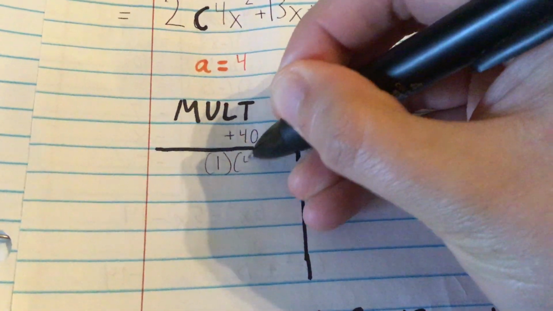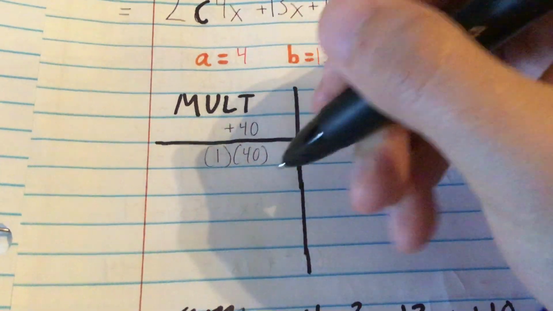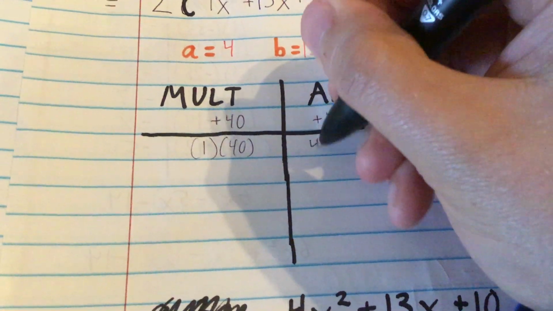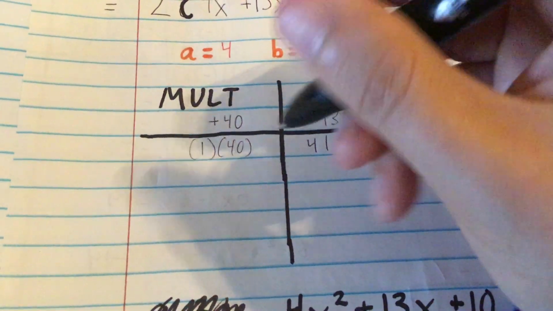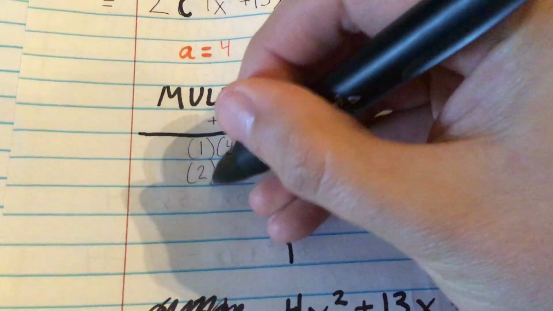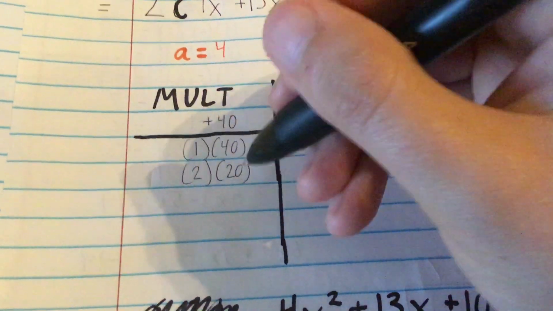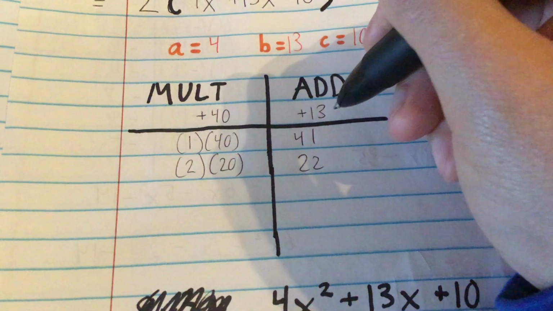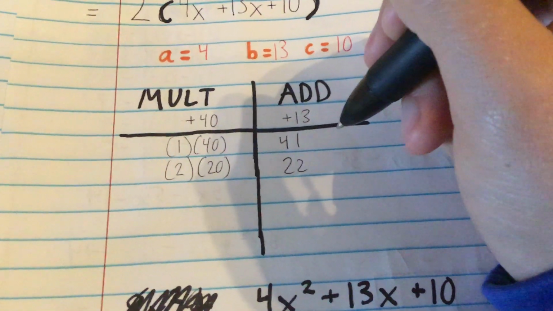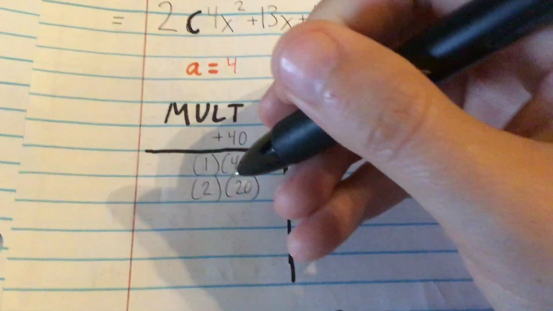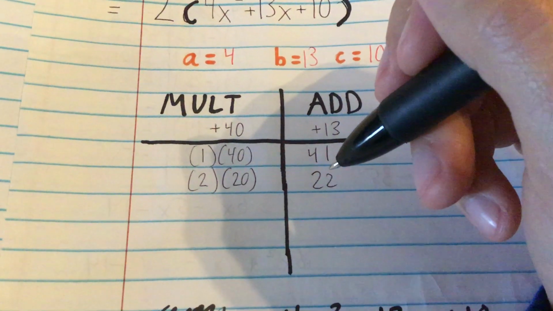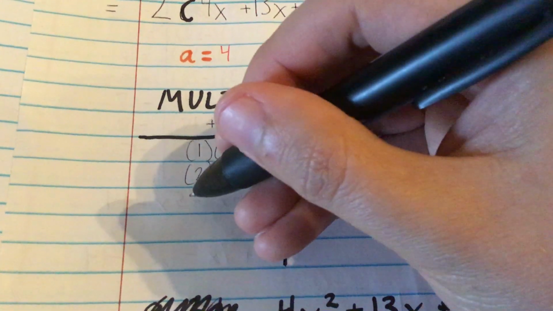1 and 40. 1 times 40 is 40. 1 plus 40 is 41. Okay. 2 and 20. 2 times 20 is 40. 2 plus 20 is 22. But look at how much easier this is now that all we need to do is figure out what adds to 13. 3 would go into 40 as a decimal, so forget about it.